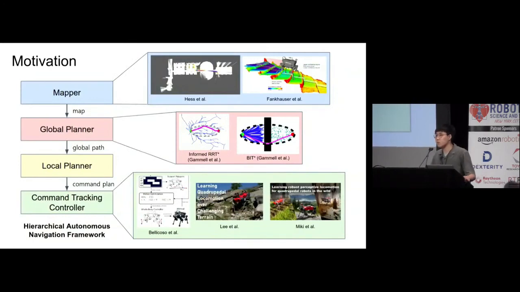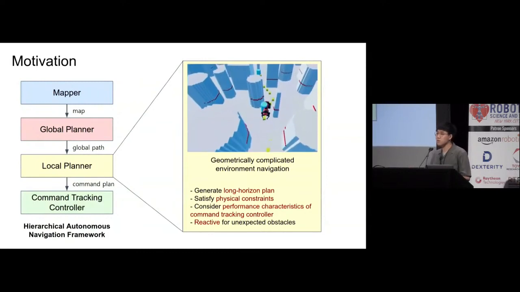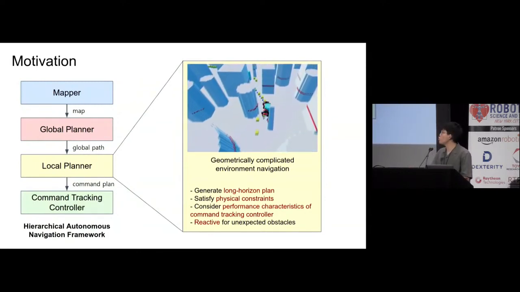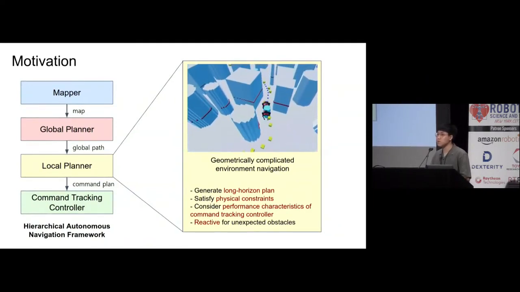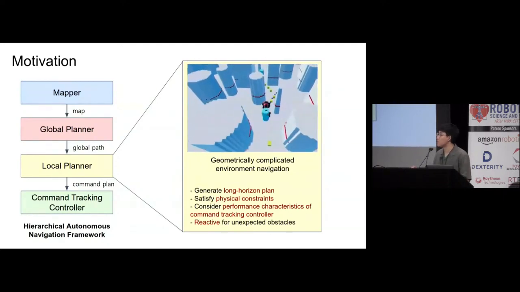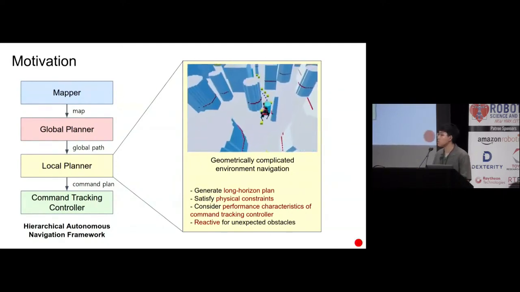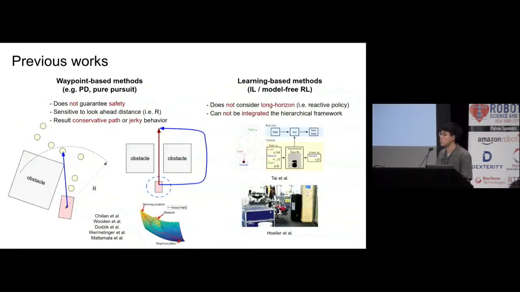The state-of-the-art autonomous navigation framework of mobile robots works as a hierarchical system consisting of 4 modules: mapper, global planner, local planner, and a velocity command tracking controller. Local planner that generates velocity command plans to track the coarsely planned path from the global planner is crucial for safe navigation, especially in geometrically complex and narrow environments. In these environments, the local planner should be able to generate long horizon velocity command plans in short time while considering the robot's physical constraints and the performance characteristics of the velocity command tracking controller.